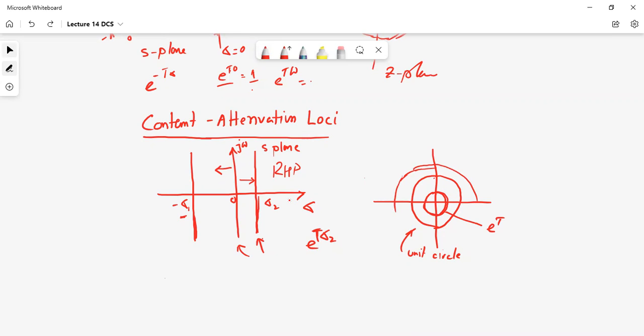Sometimes it is difficult to draw using the pen. So just say this one is your outside one, and this is your unit circle. This is with radius e to the power T sigma 1, and the other one is with radius e to the power T sigma 2, where sigma 2 lies in the right half plane and sigma 1 is in the left half plane.